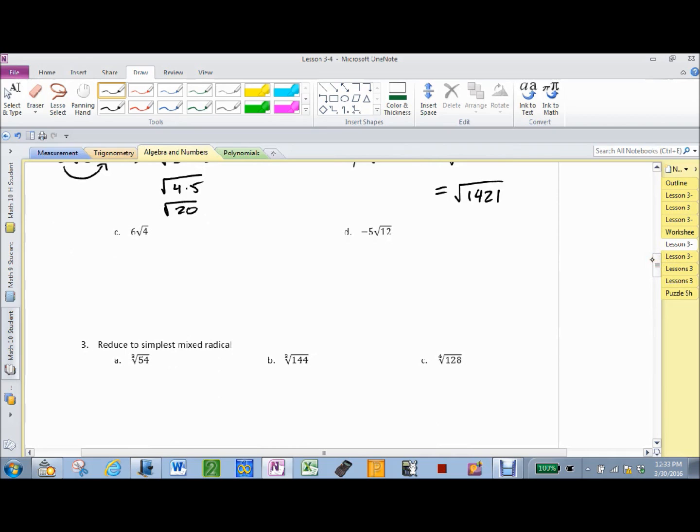All right, 6 and 4. How many 6's had to be under there? If there's 1 out front, how many were under there? 2. So this becomes what? 4 times what? 6 squared, which is 36. And it is 144. Holy crap.